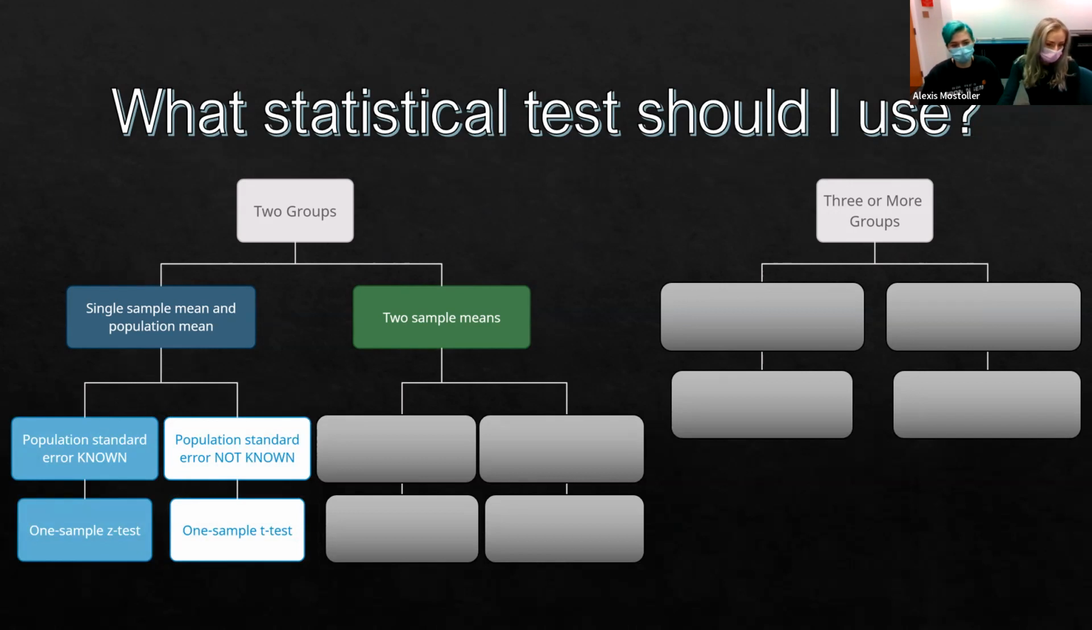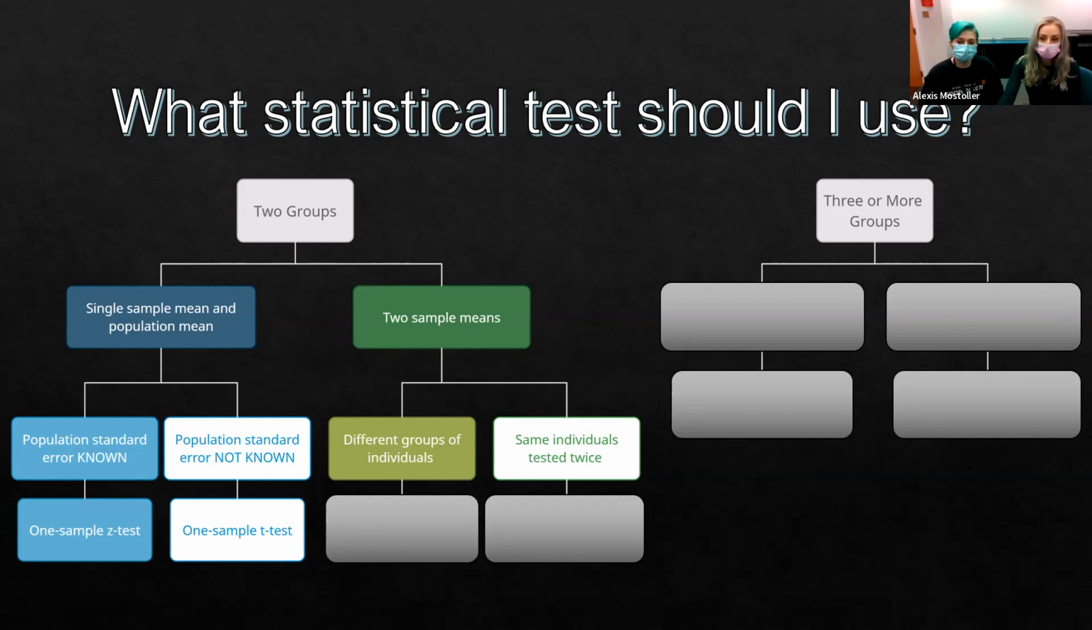Now, if we're comparing 2 samples to each other, you might have 2 entirely separate groups of individuals or participants, or you might have the same group of participants tested twice. For an example of separate groups of individuals, this might be comparing stress levels between men versus women, so 2 separate groups. And then an example of the same individuals tested twice might be comparing the stress level of a class before versus after taking an important test. Another common example for this would be a pre-test, post-test situation. So you're testing the same people first and then again later.